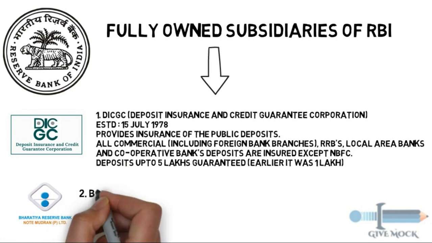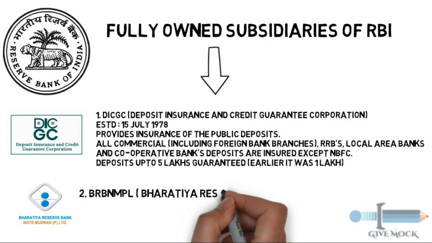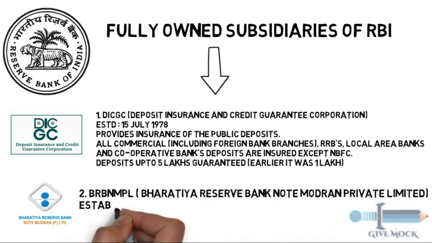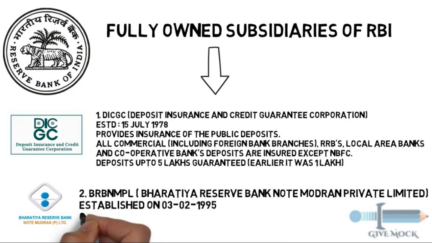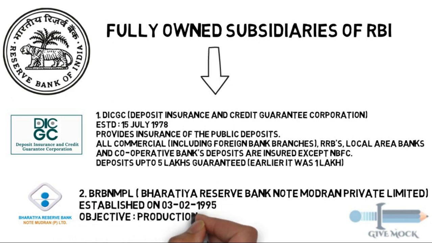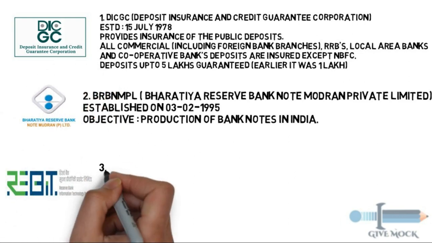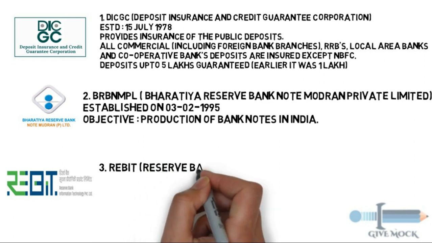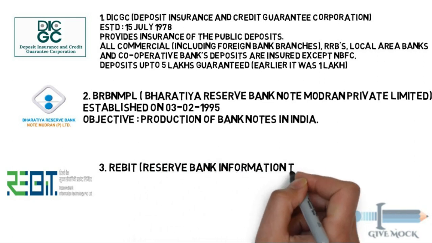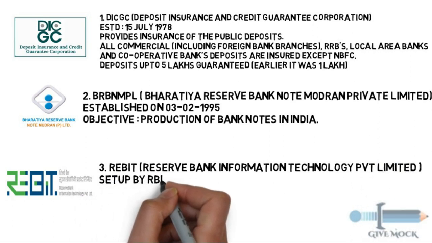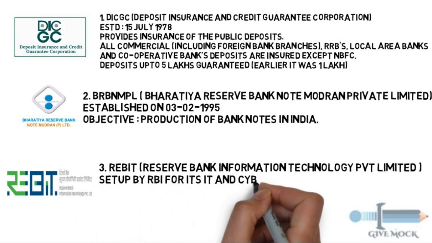The second one is BRBNMPL, Bharatiya Reserve Bank Note Mudran Private Limited. It was established on 3rd of February 1995, and the objective is to print notes, the production of bank notes for RBI. The third subsidiary we have is REBIT, Reserve Bank Information Technology Private Limited. It is also fully owned by the Reserve Bank of India, and it looks after the information technology needs of RBI, and it was set up especially for the cyber security needs and IT needs of the RBI.